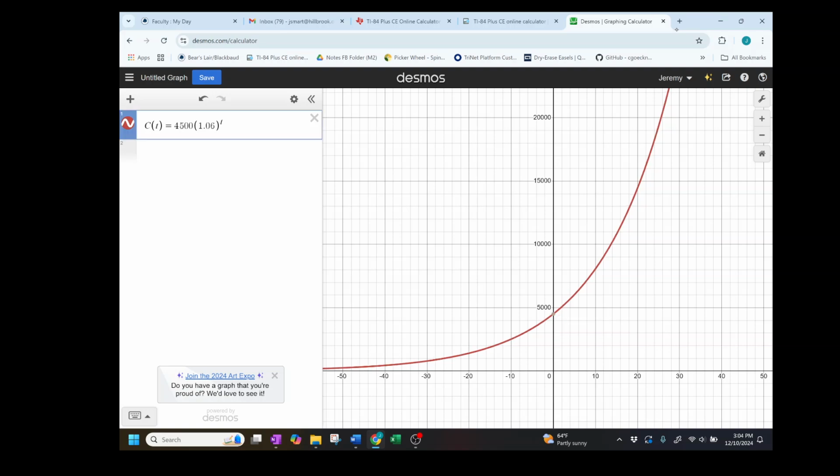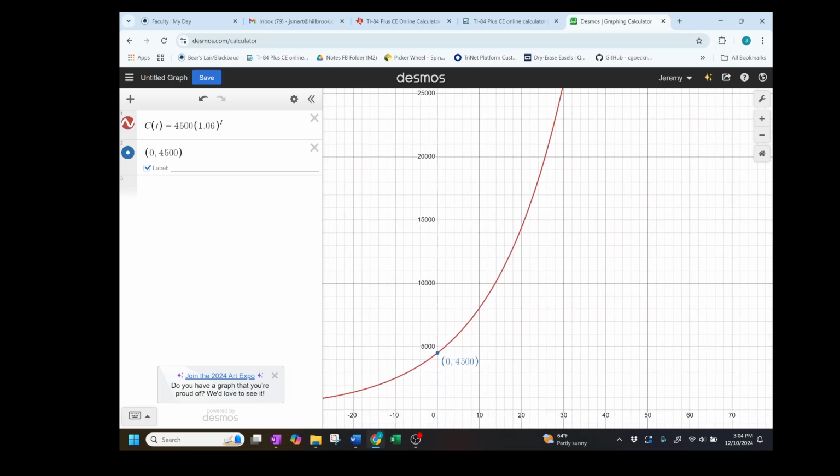If you look right here, there's our 4,500, right? Down here at 1, there's the 4,770. If you come up to 2, there's our next amount that we said. I think we did 3 also. 45 years would be way up here.